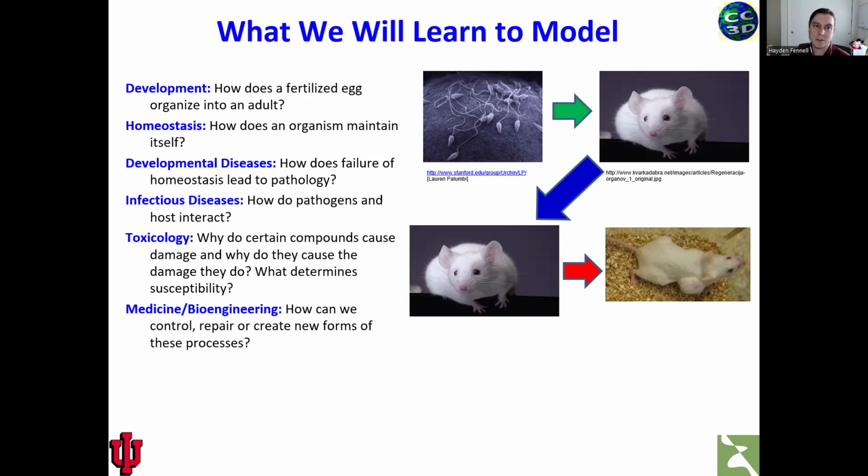So we look at a lot of different developmental biology applications, including developmental diseases. If we can identify the mechanisms behind how certain developmental diseases progress, we can potentially target therapies towards that. CompuCell is also used at looking at infectious diseases. So how do pathogens and hosts interact? How does disease spread through cells in a tissue?